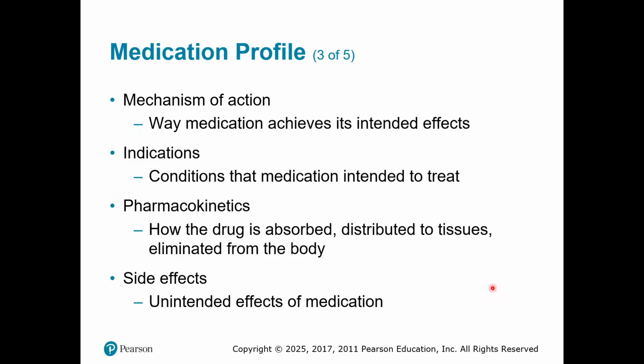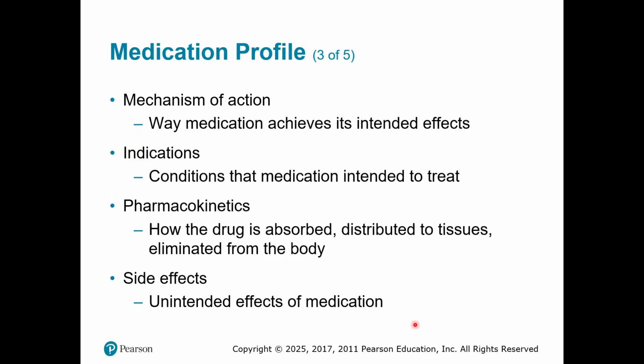Indications for the drug. Nitro is clearly indicated for someone with cardiac-related chest pain, right? So that's the indication for using that drug. Pharmacokinetics: how is the drug absorbed, distributed to the tissues, and how is it eliminated from the body? So with nitroglycerin, it's absorbed sublingually, it's distributed to the oral tissues there, and it's eliminated by the body in about 4 minutes.